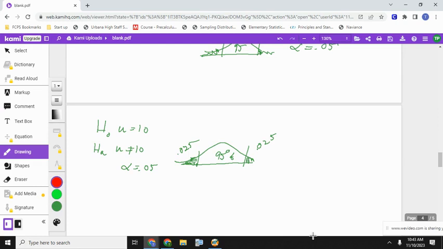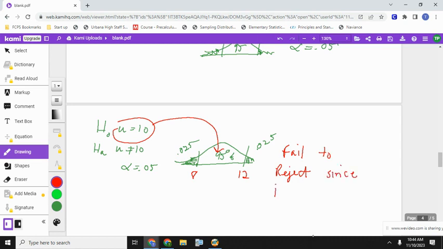So let's say I go and I construct a confidence interval and I get an answer of 8 to 12. The Ho, you then test the Ho. The Ho is landing inside the interval, which means it's landing in the white, and I would fail to reject. So this would be a fail to reject since it is in the interval.